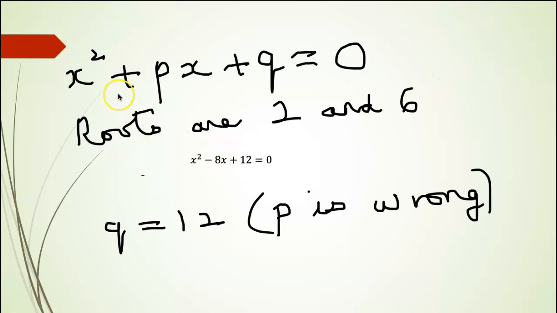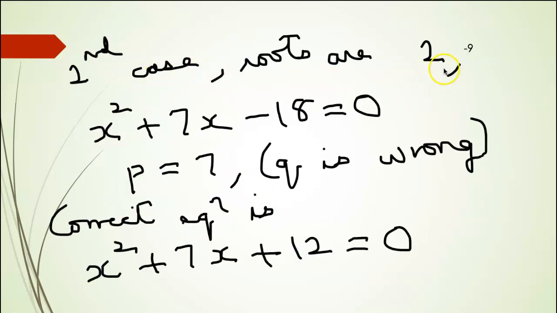Now you have the equation x squared plus px plus q equal to 0. The roots are 2 and 6. So by our formula, x squared minus sum of the roots into x plus product of the roots equal to 0, you get x squared minus 8x plus 12 equal to 0. Now q is 12 because the value of p is wrong.